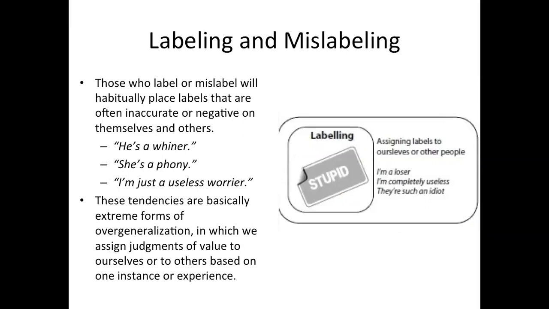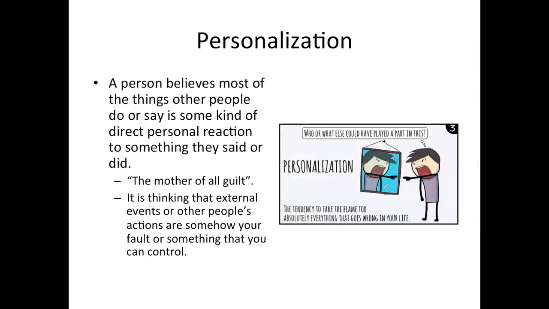We tend to label as a way of categorizing or understanding the world around us. But it is possible that we are assigning labels to ourselves or other people that are inaccurate or harmful, right? So if you label a person, oh, he's a whiner or she's a phony, or even labeling yourself, I'm just useless, right? Things like that. These are extreme forms of overgeneralization. And they're easy to pick apart because they're absolutes. Well, does that person always whine? So how is he a whiner? Do you think this person is never authentic? Do you think that you're useless in all ways? These are ways that we ask questions to challenge labeling.